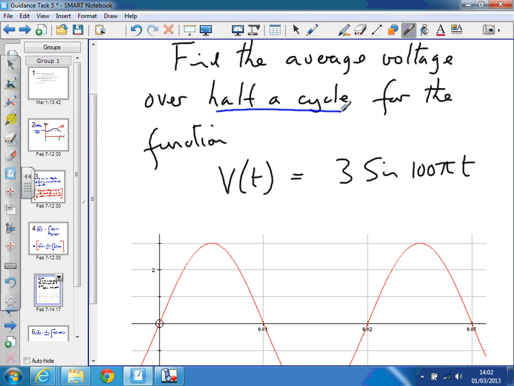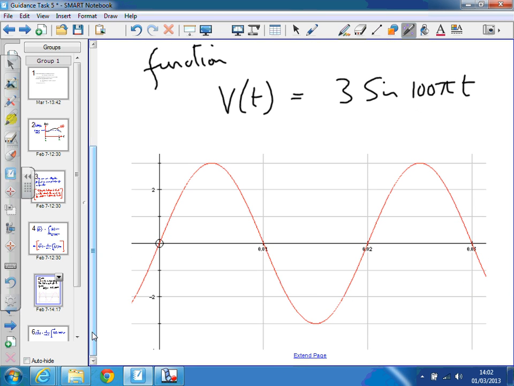Half a cycle. So I've plotted it on Autograph, and here's half a cycle. So what's the average value over that period of time? Well, we'd expect it to be somewhere here. And so what I'm going to do is integrate to get the area underneath the curve, the whole curve between the limits. And that should equal the same area as a rectangle, with that height being the average value, so we can then find the average value.